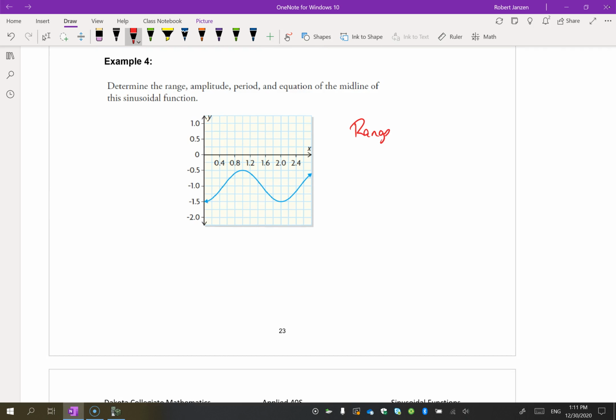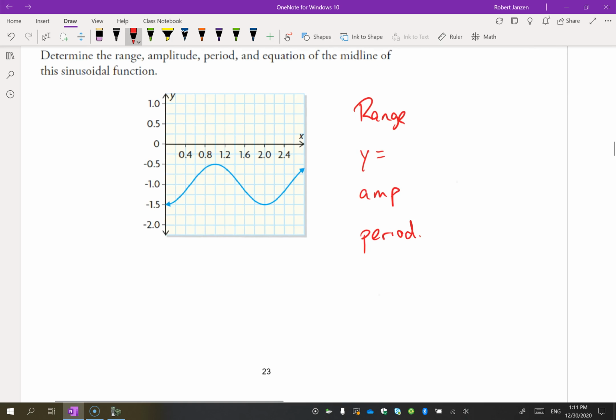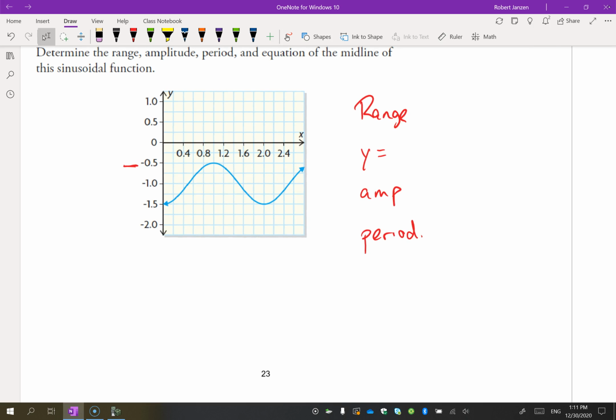Another question. Range, equation of the midline, amplitude, and period. Okay, the range is from -1.5 to -0.5. So always start with the smallest value. Right, we always go from the bottom up for the range. Okay, so this is a space of only 1 unit, which means that we're going to be going down half a unit and up half a unit. Our amplitude is 0.5. By the way, amplitude is always a positive value. Even though those are both negative numbers, amplitude will be positive. Okay, and then the midline is y equals -1.